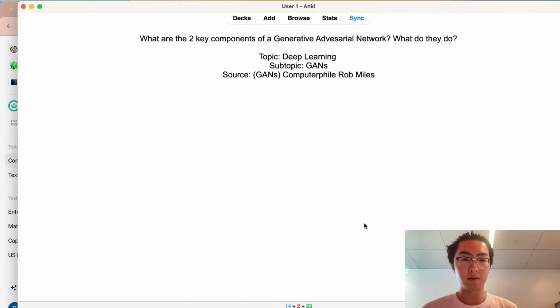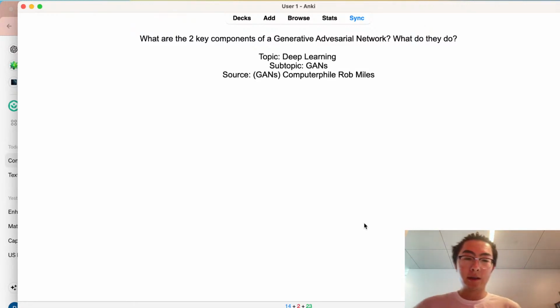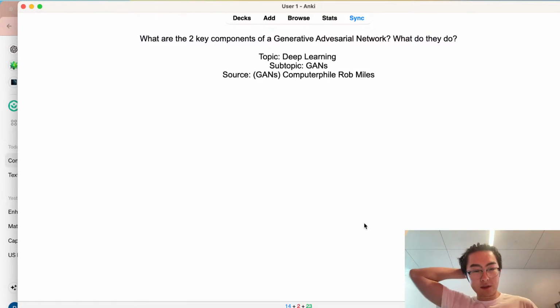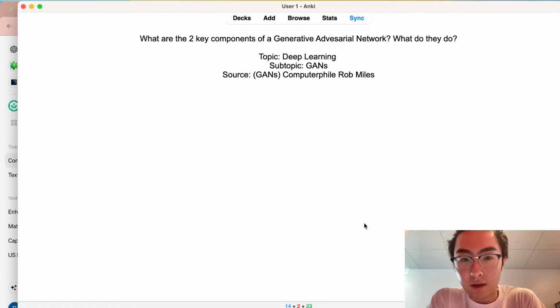What are two components of a generative adversarial network? What do they do? So the generative adversarial network is, I think, a way of generating new types of data or images. And so the key components here are first the generator and then the discriminator. They're kind of fighting against each other in a little battle, and the generator is trying to trick the discriminator, and the discriminator tries to tell whether or not the image is real or fake.